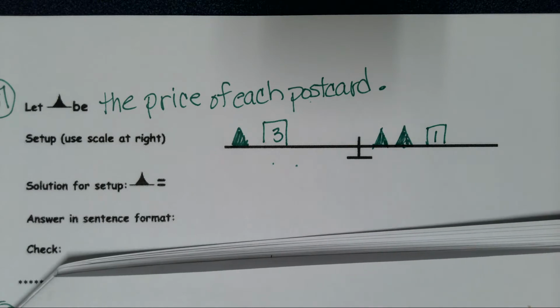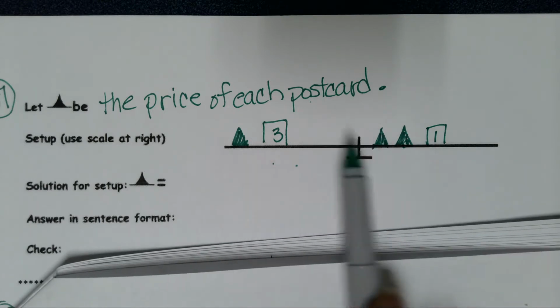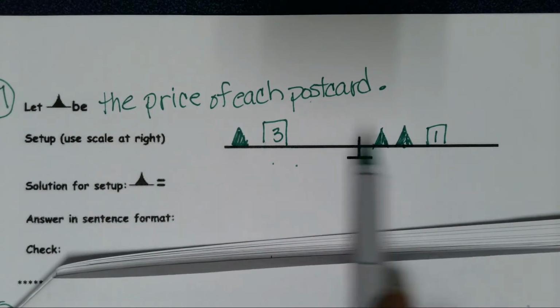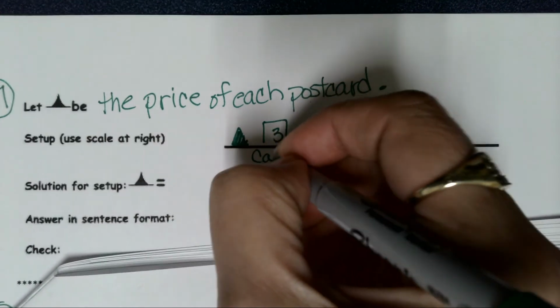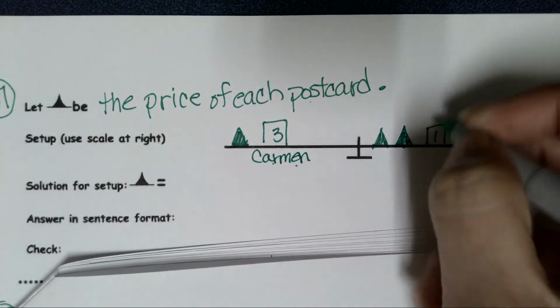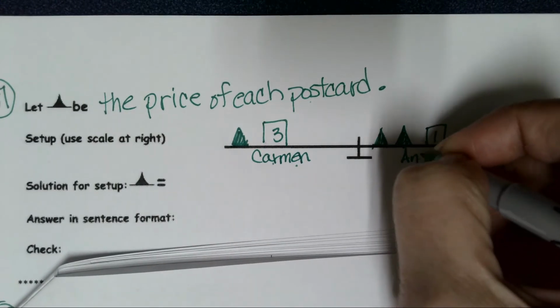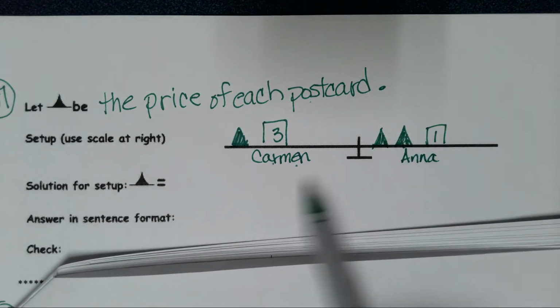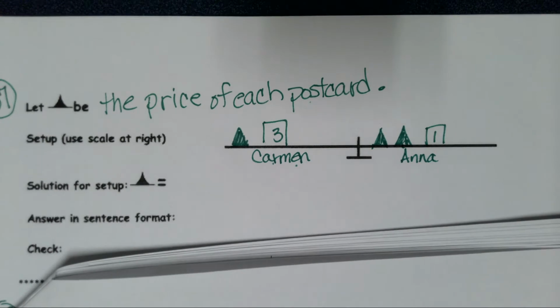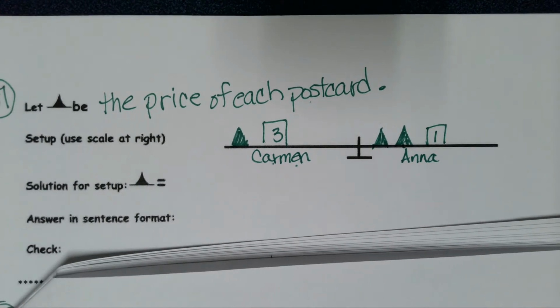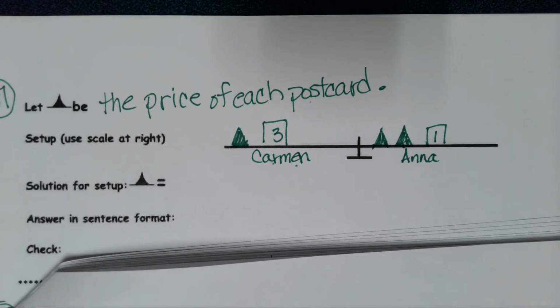If they each gave the cashier the same amount for the purchase, since it was the same amount, that's why we put it on opposite sides. So this side is Carmen, and this side is Anna, because we know they each gave the same amount to the cashier, so that's why they are equal. So we want to know what was the price of each postcard. So let's solve.